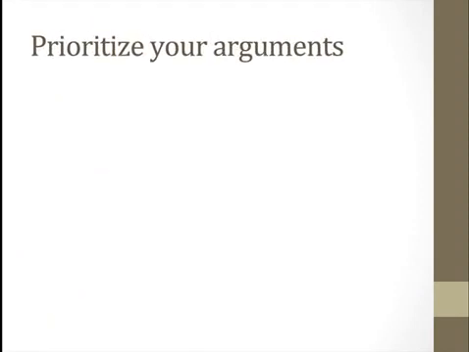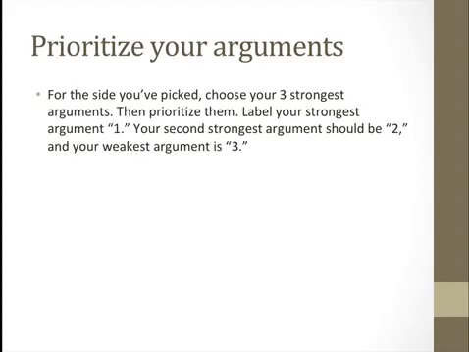Next thing we're going to do is prioritize our arguments. For the side you've picked, I want you to choose your 3 strongest arguments and prioritize them. You label your strongest argument number 1, what you feel is your second strongest argument number 2, and I shouldn't say your weakest, but your third strongest argument number 3. Now, what if you have 5 or 6 arguments on your side? Well, we're just going to pay attention, in this case, to the 3 strongest.